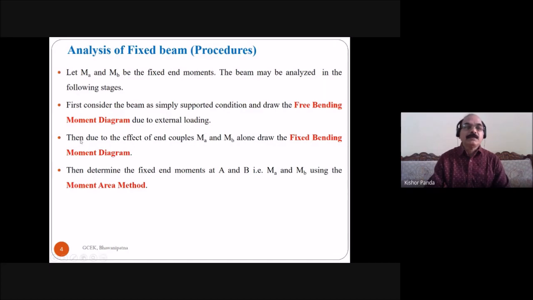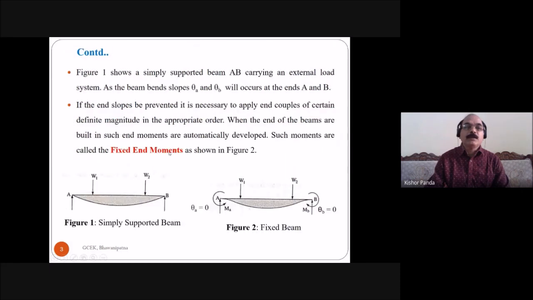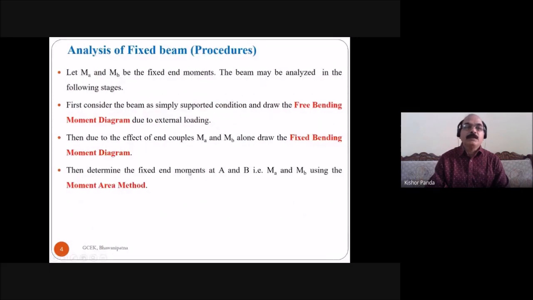Then the second step: you don't know what the bending moment is, you have to find out this bending moment, MA and MB. So you have to take the end moments MA and MB alone, then draw the fixed bending moment diagram. You don't know the values of MA and MB, but by considering them, you have to draw the fixed bending moment diagram.